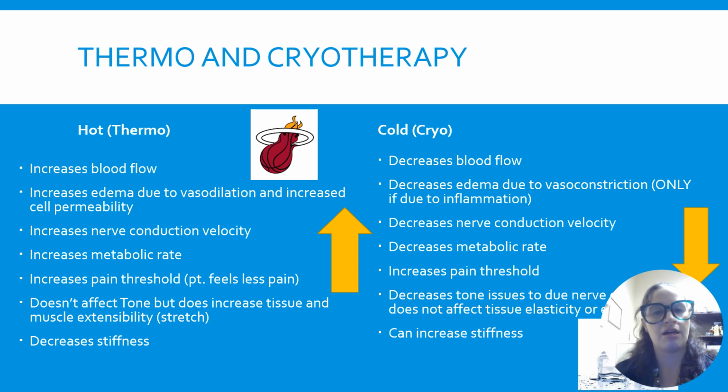And then hot decreases stiffness and cold increases stiffness. So there's another instance where it's flipped, it's the opposite. So that rule about hot increasing and cold decreasing works for most things, but as you can see, there are some that are not like that. So make sure you know those exceptions to the rule.